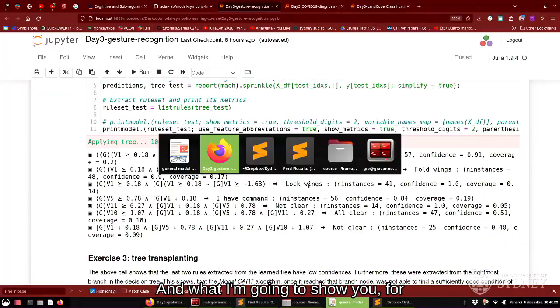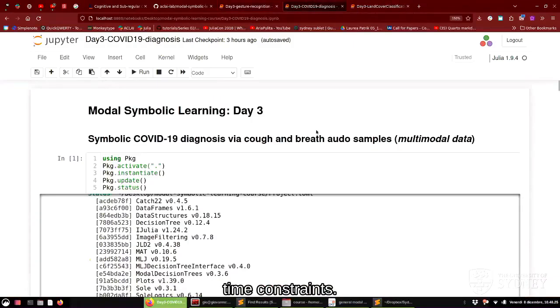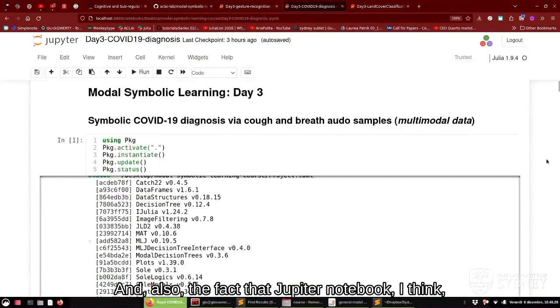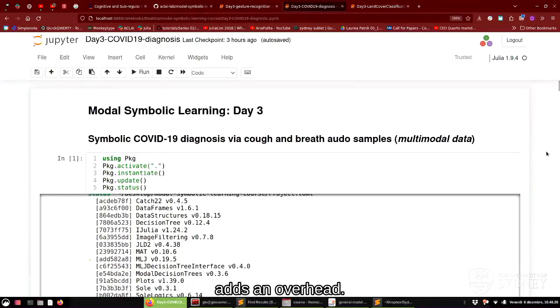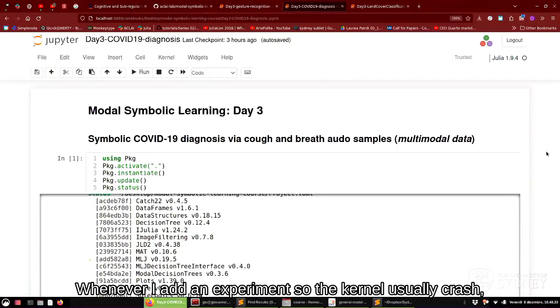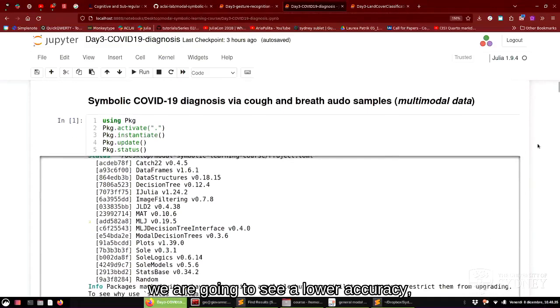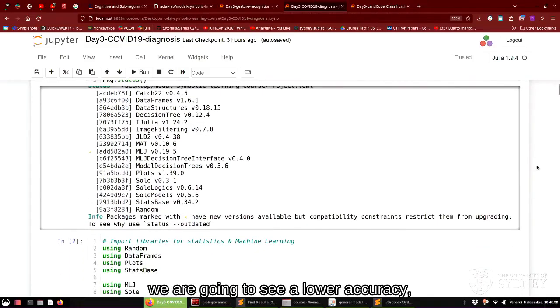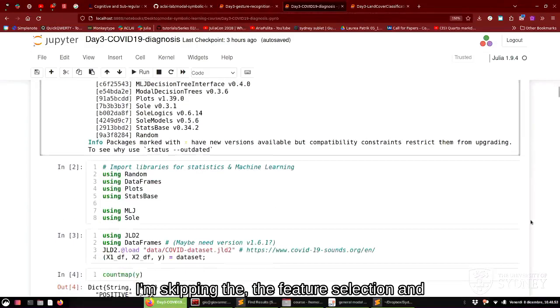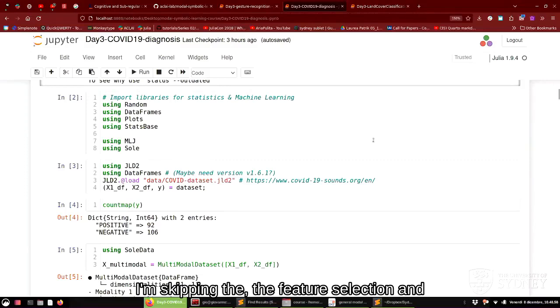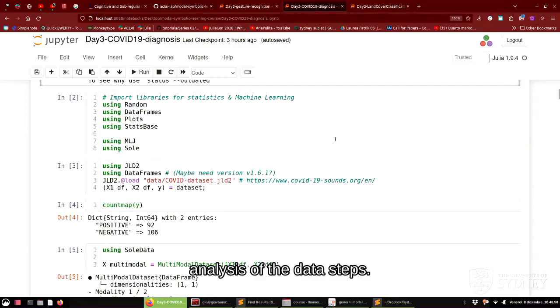did quite well. In what I'm going to show you, for time constraints and also because Jupyter Notebook, I think, adds an overhead whenever I add an experiment, so the kernel usually crashes, we are going to see a lower accuracy, maybe smaller models. So it's a toy example just to show how to handle multimodal data. Okay, and with respect to what can be done and what could be done in the future, I'm skipping the feature selection and analysis of the data steps.